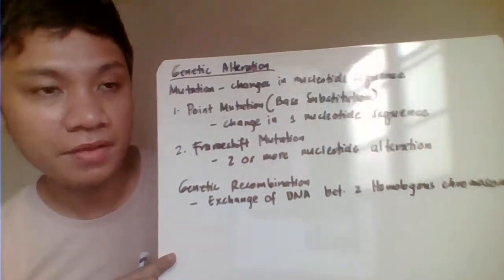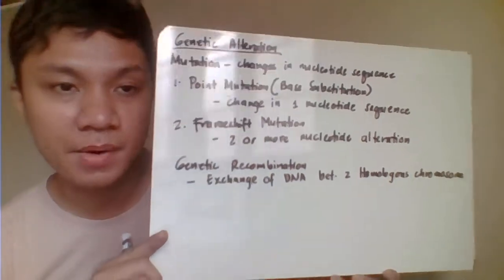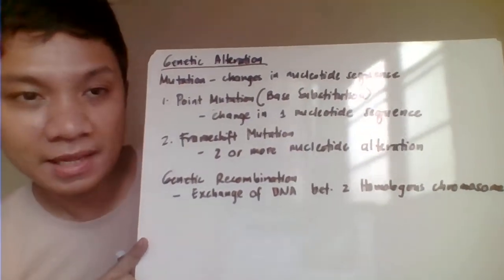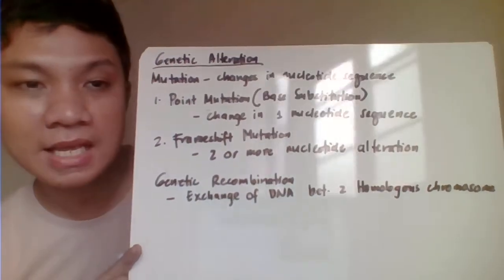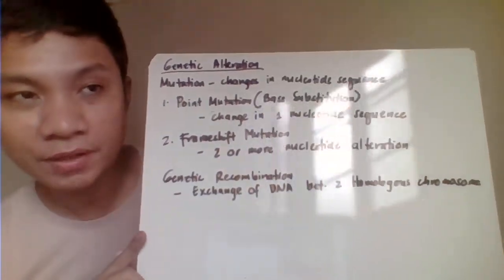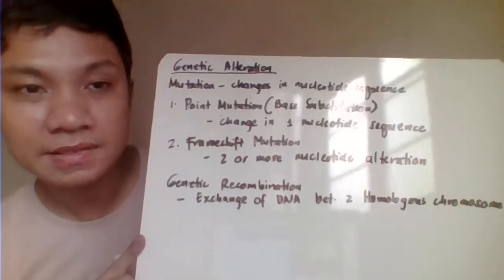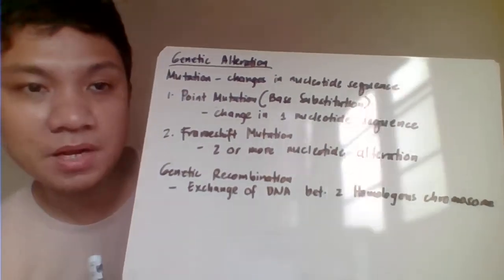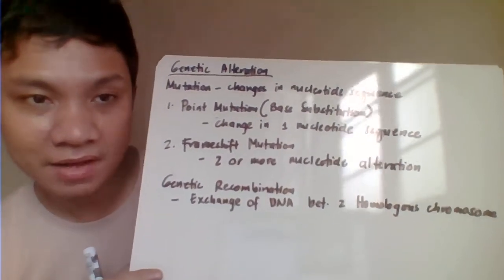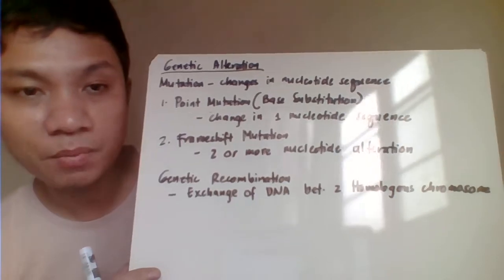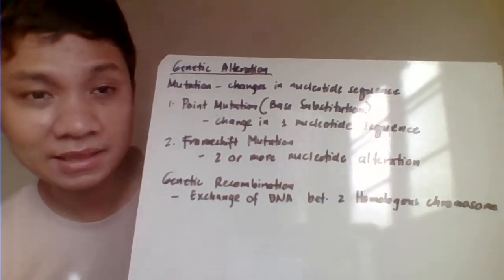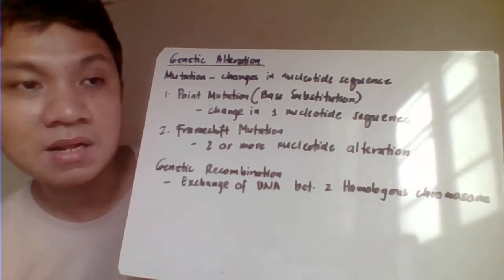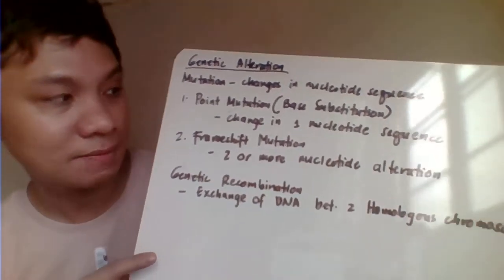Okay, the next one, we have your genetic alteration process. We have the mutation. Mutation is just an alteration in the usual DNA sequence. Since the sequence of DNA within your chromosome changes, it might eventually affect the synthesis of the protein. It might not be able to synthesize the protein anymore because of the alteration in what is supposed to be the normal DNA sequence.